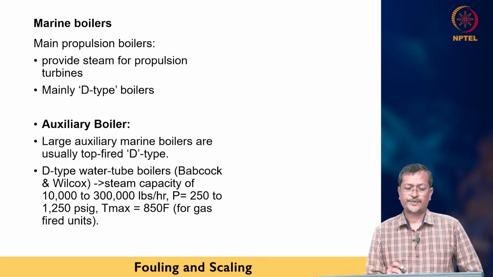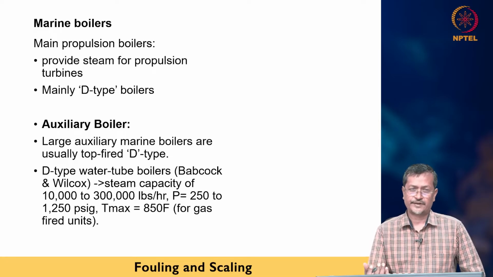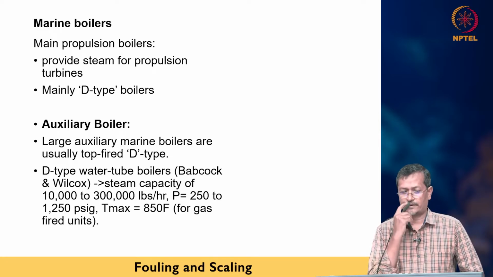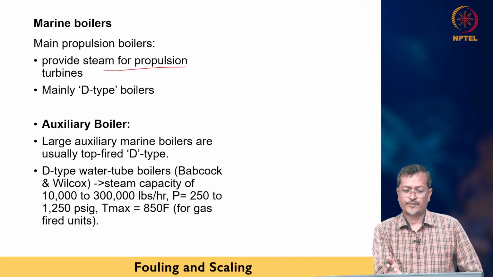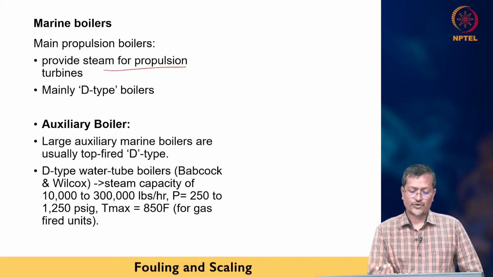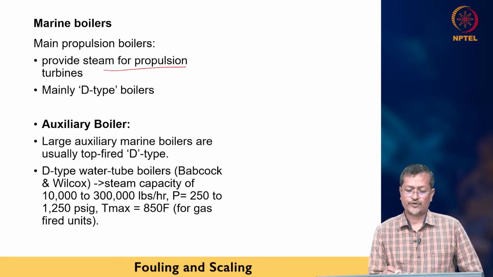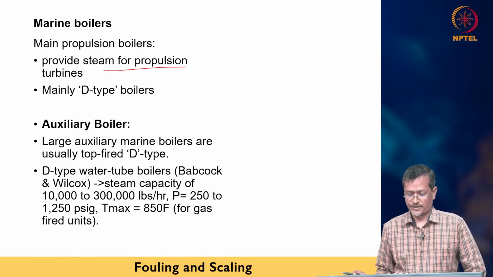Marine boilers: there will be a main propulsion boiler. In very big ships, they can have a steam turbine system. It will provide steam to the propulsion systems, and mainly a D-type boiler will be there. The auxiliary boiler also may be D-type. D-type water tube boilers like Babcock and Wilcox, and other types of boiler, are also used for marine applications.